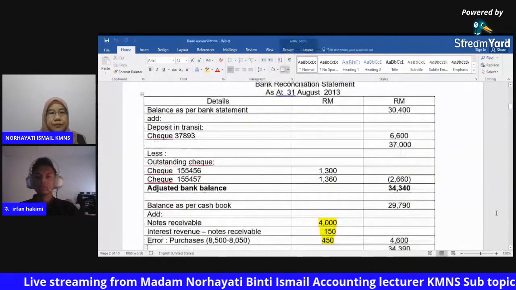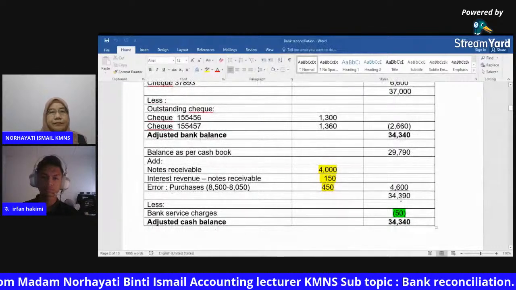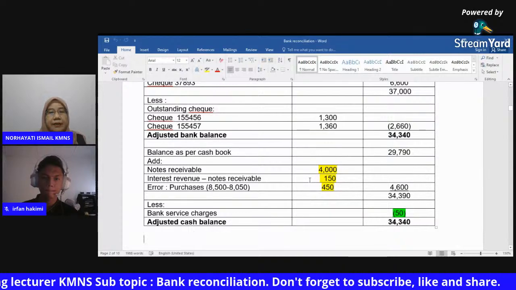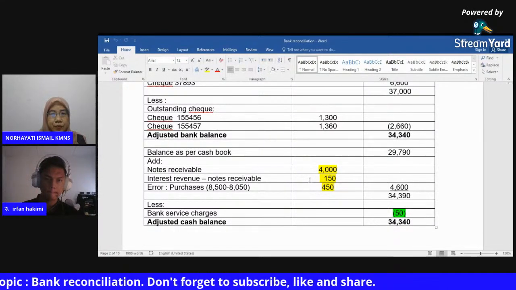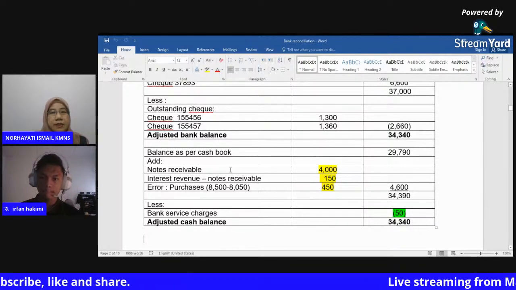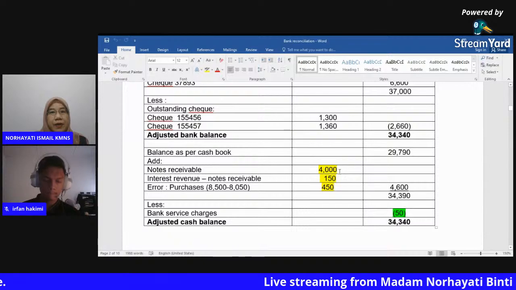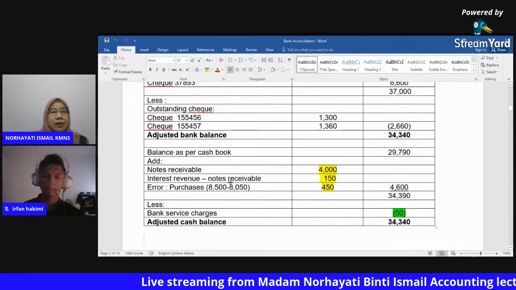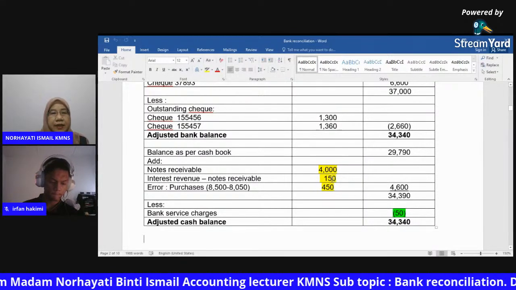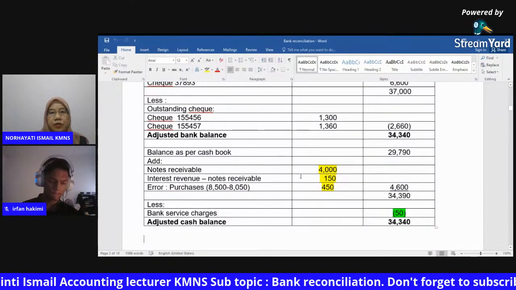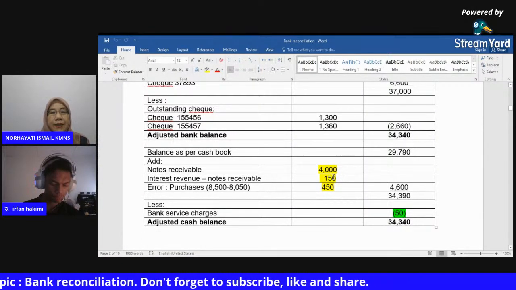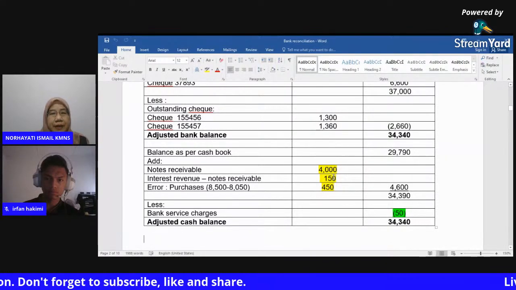Now we look at the adjustment for the cash book. Just now we found out that there is a record in the bank statement on the credit side but not recorded in the cash book. What should you do? We have to make an adjustment for the cash book. So notes receivable 4,000. And in the question, it states that it includes interest revenue. So this one represents interest revenue that we get from notes receivable. So the total for notes receivable plus interest is 4,150 that was recorded in the bank statement.